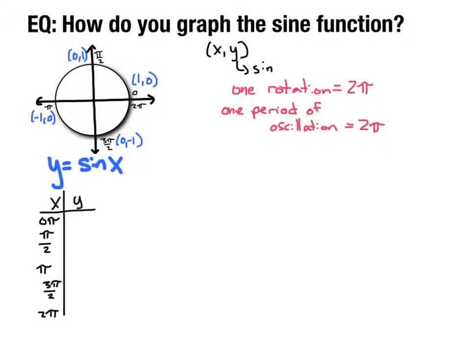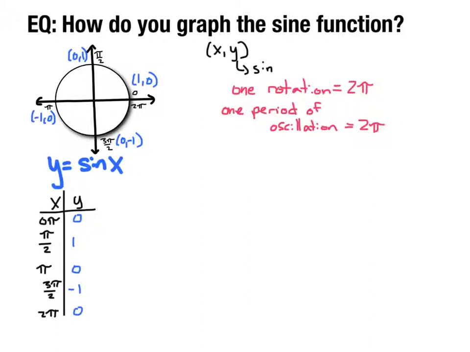So whenever I got to 0 pi, my y value was 0. At pi over 2, my y value is 1. At pi, it's back to 0. 3 pi over 2 is negative 1. And at 2 pi, we're back to 0 again.